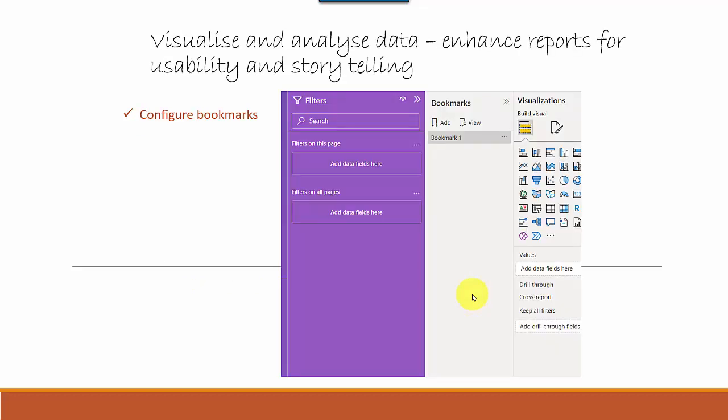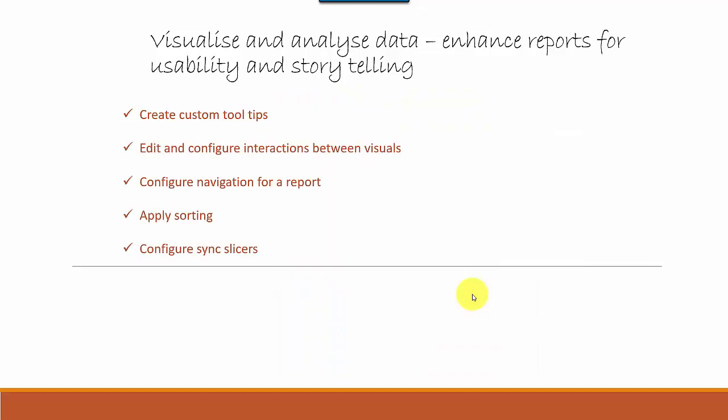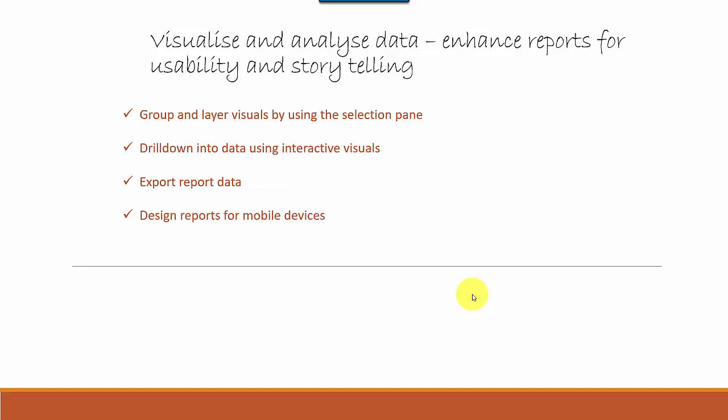We'll learn to configure bookmarks. What is a bookmark? We'll learn about custom tooltips. We'll learn about what interactions among visuals mean, and we'll learn how to edit and configure them. We'll learn to navigate a report. We'll learn to apply sorting and syncing slicers. We'll also learn how to group and layer visuals by using the selection pane. Drill down into data using interactive visuals. So you can drill down from one visual to another as well. So we'll probably explore that as well.